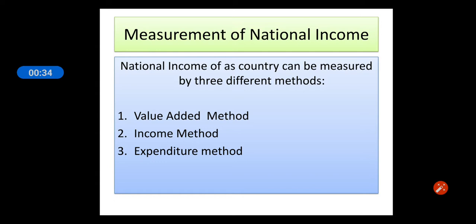In the production phase, we produce some output. In the income phase, incomes are generated or distributed, right? And in the expenditure phase, income earned is spent on the purchase of goods and services, right? So based on these phases of circular flow of income, we have three methods of measuring national income. Number one, the value added method or product method. Number two, the income method, and third, the expenditure method. Okay, we will talk about the value added method.